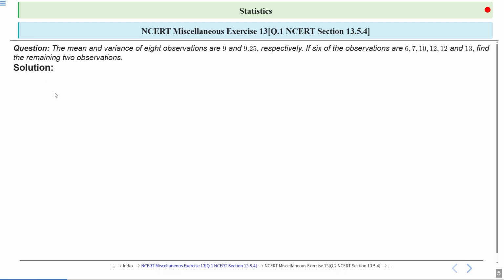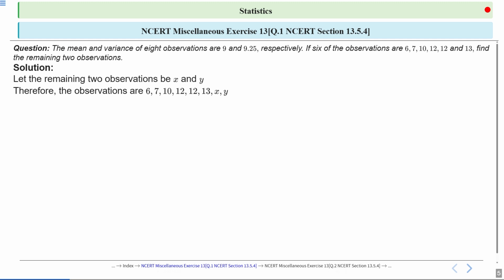So here we will solve this question step by step. First, let's assign variables to the unknowns. So we will let the remaining 2 observations be x and y. This helps us set up the equations to solve for these unknown values.